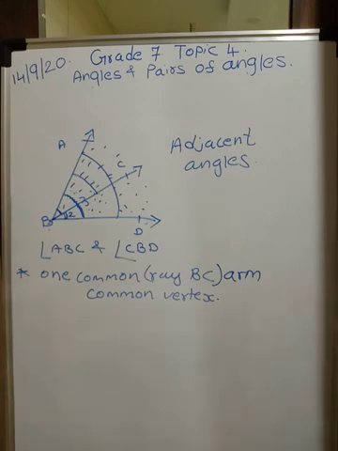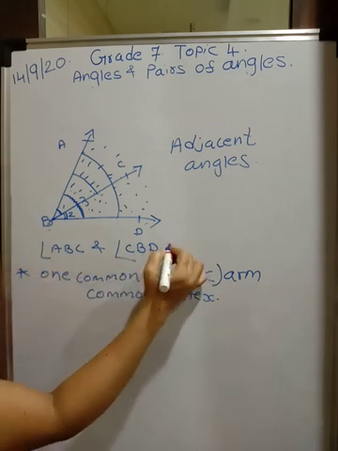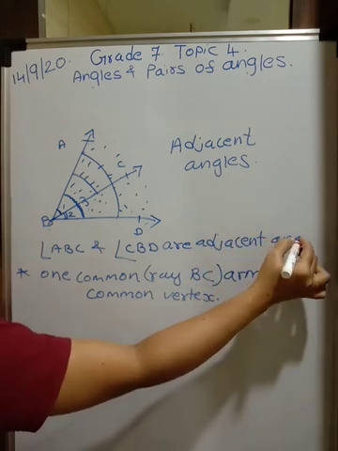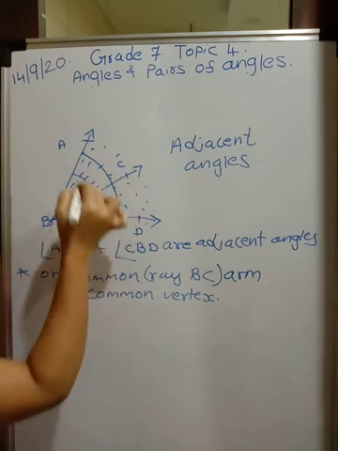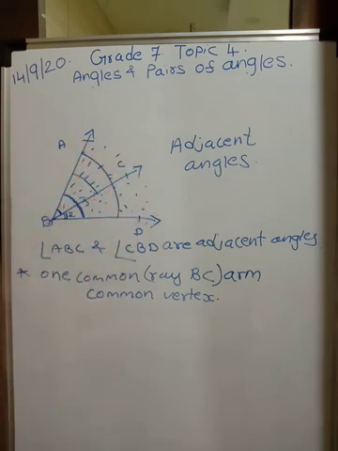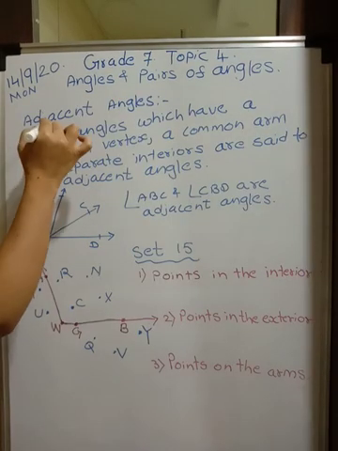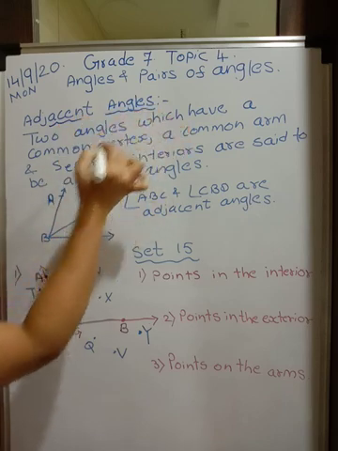So you may write the definition: two angles which have a common vertex, a common arm and separate interiors are said to be adjacent angles. And draw this diagram and write: angle ABC and angle CBD are adjacent angles. Don't draw all these things, only draw this angle. Now with this information, I hope you will be able to solve practice set 15. So I have written the definition of adjacent angles. You can just copy it down and draw this diagram.